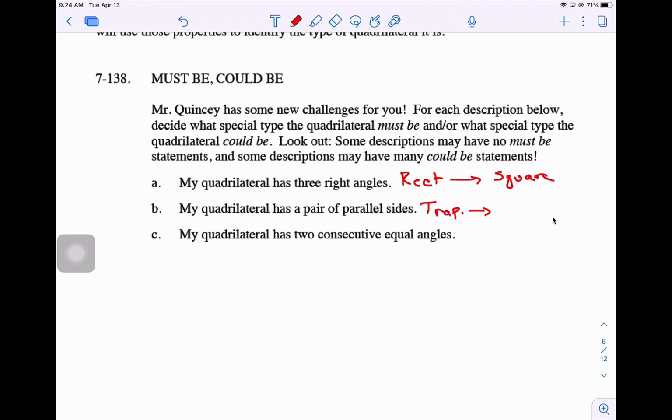Part C is a little bit tricky. Let's see what you come up with on this one. If I've got a quadrilateral that has 2 consecutive equal angles, remember the word consecutive is one right after another, okay, 2 in a row. So you have 1 set of congruent angles, 2 consecutive equal angles. What do you think? This one's a little bit tricky.